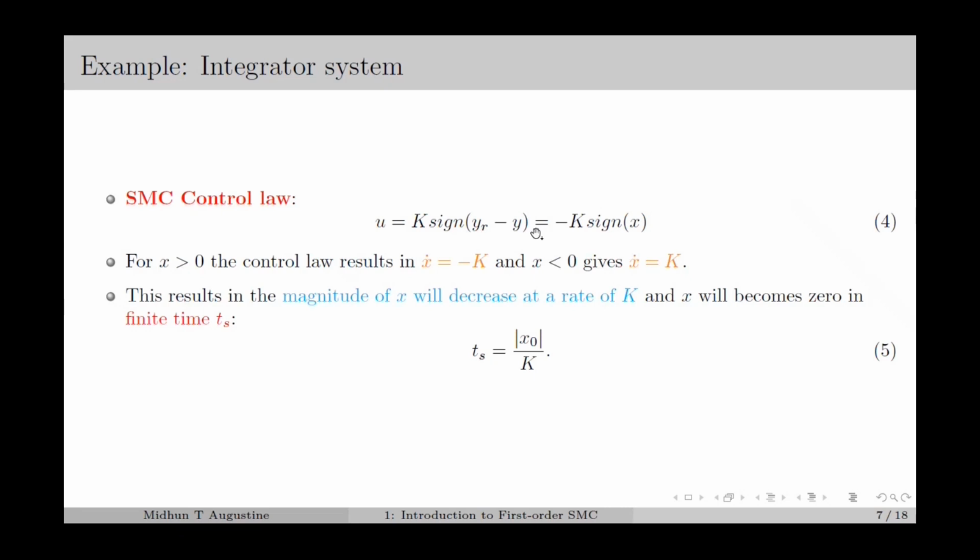Here, for x greater than 0, we have signum of x equal to plus 1, which gives u equal to minus k and results in the dynamics x dot equal to minus k. And for x less than 0, we have u equal to plus k, which gives x dot equal to plus k. This implies that the magnitude of x will decrease at a rate of capital K, and x will become 0 in a finite time Ts, where Ts equal to modulus of x0 by k.